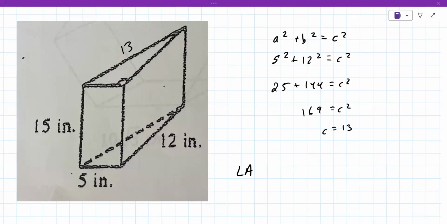15 times 13. So 15 times 5, 75. 15 times 20, 13. So it would be a lateral area of 450 inches squared.